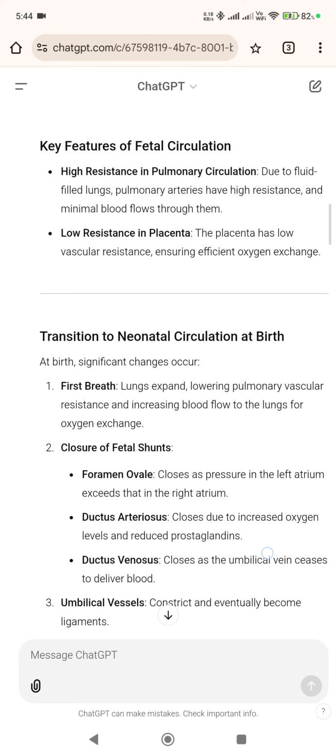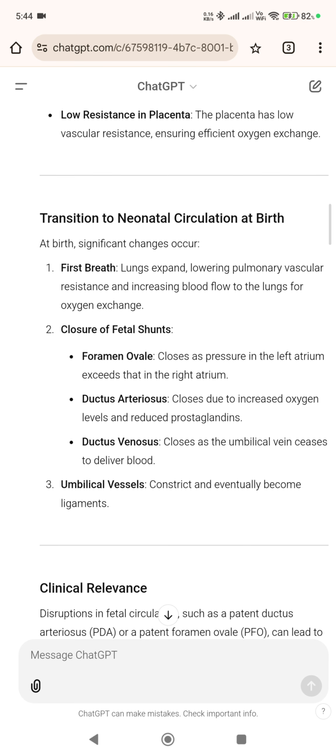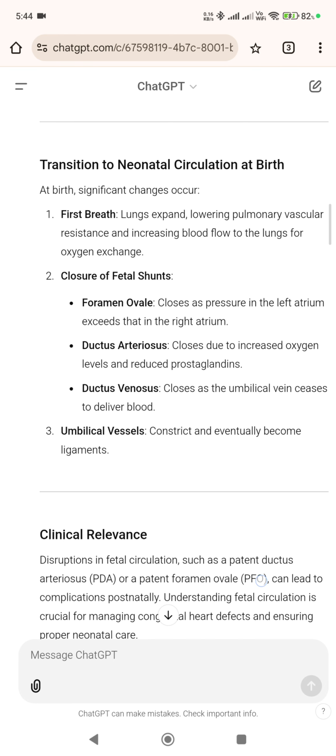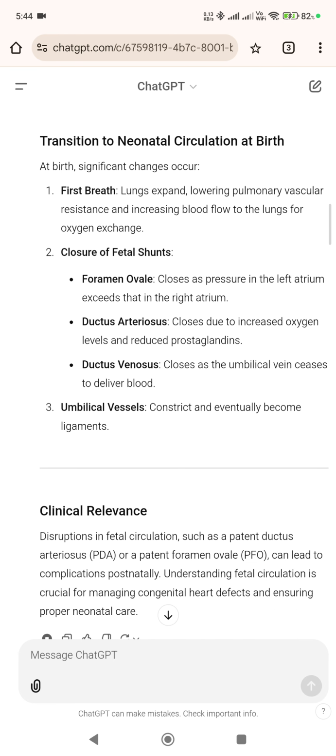Transition to neonatal circulation at birth. At birth, significant changes occur. 1. First breath. Lungs expand, lowering pulmonary vascular resistance and increasing blood flow to the lungs for oxygen exchange. 2. Closure of fetal shunts. The foramen ovale closes as pressure in the left atrium exceeds that in the right atrium.